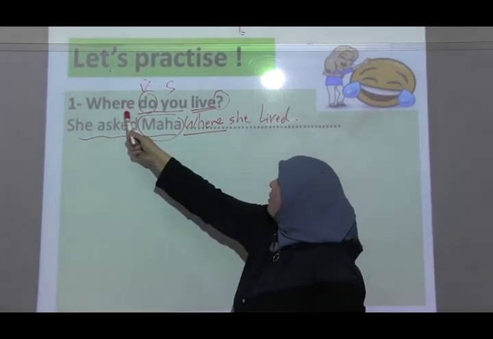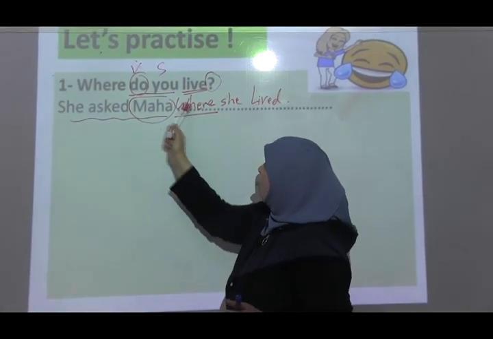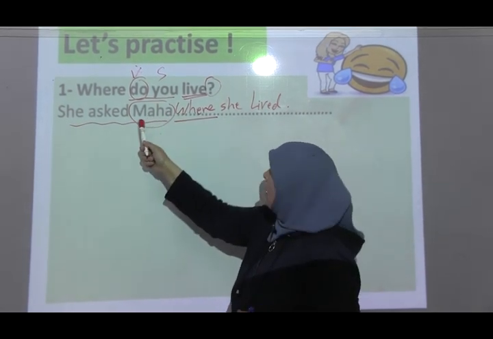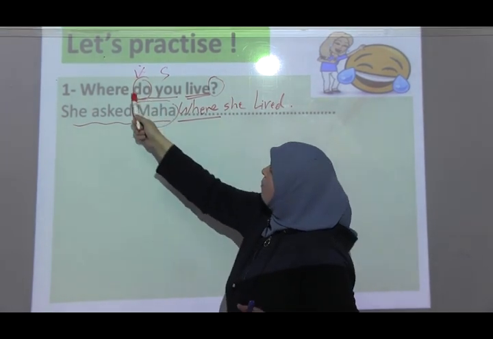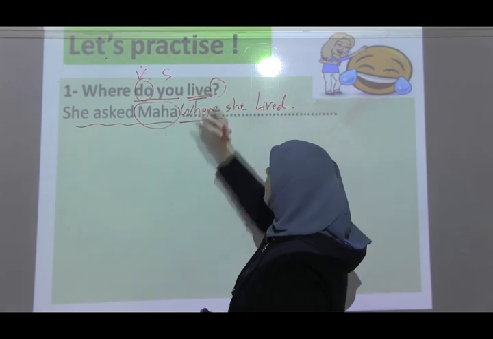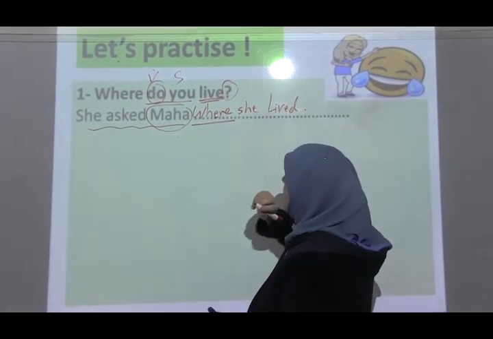Again, where do you live? She asked Maha where, this is the WH word, where she, because I'm talking about Maha. She asked Maha where she, and here we have do. The verb here is in the present form. I change the main verb into past simple. She asked Maha where she lived.